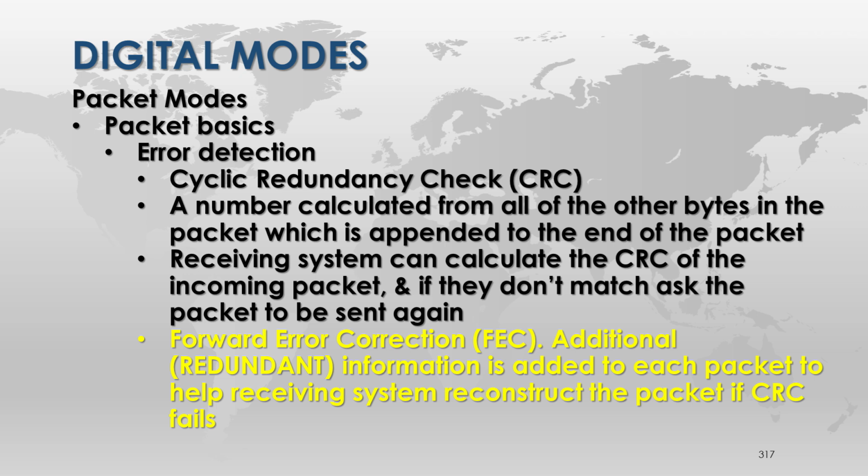Without requesting a resend. Without having Dave send it to me again. That's pretty slick. Forward error correction is redundant information added to packets so errors can be fixed. It simply allows the receiving station to fix errors. Instead of having to go, hey, send it again, he sends it once and I'm done.